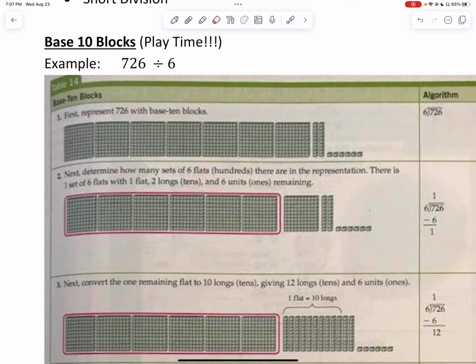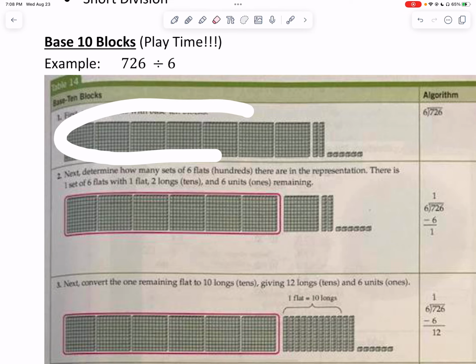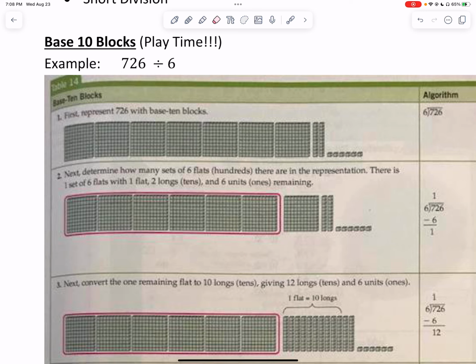So we're going to start. The key is we need to start. Don't start with these guys. Okay. Don't start with your little cubes. You're going to start with these big old blocks, okay, your blocks. So I'm going to determine, I'm trying to figure out how many 6s. So do I have 6 of these guys? So I do. So I'm going to take 6 of these, okay.